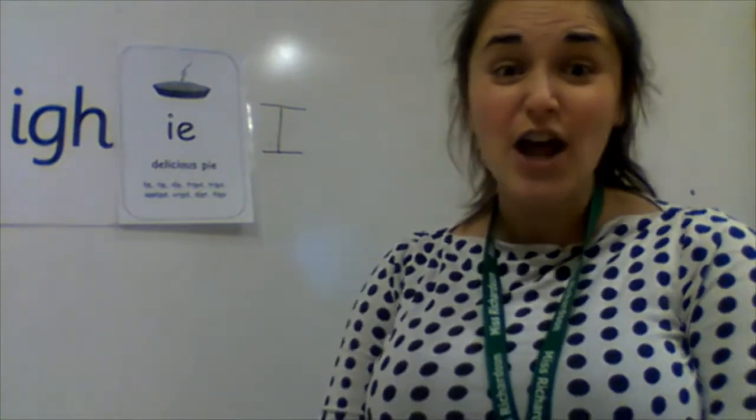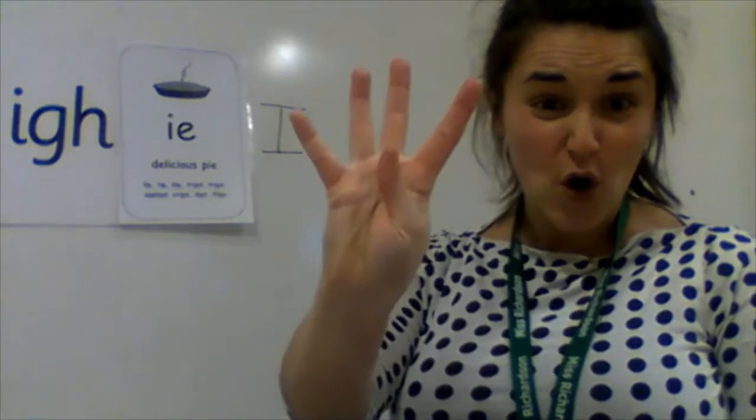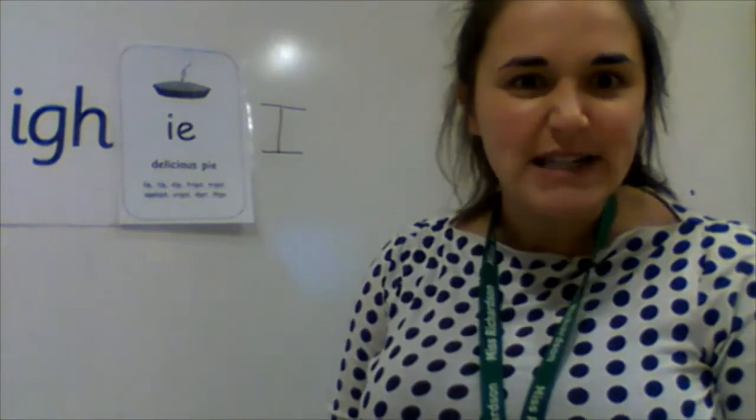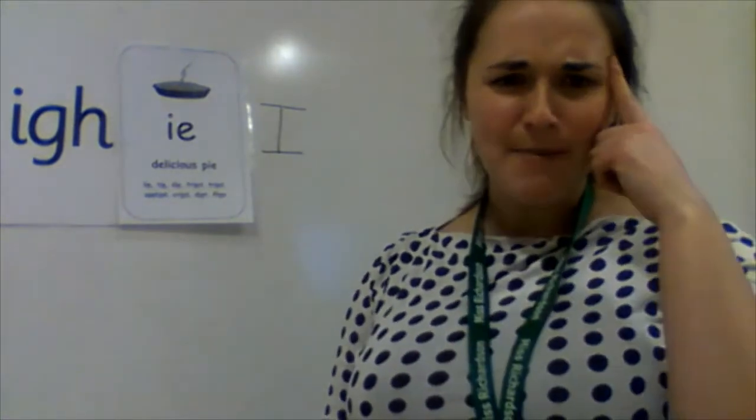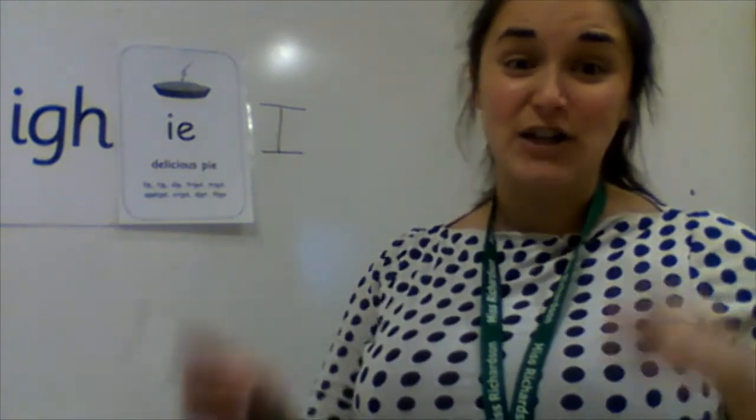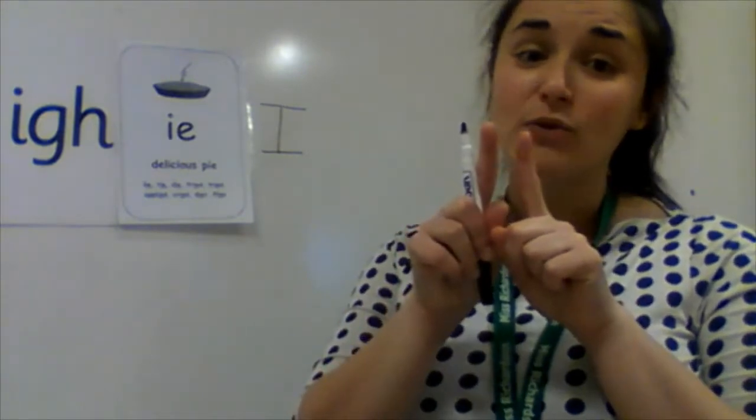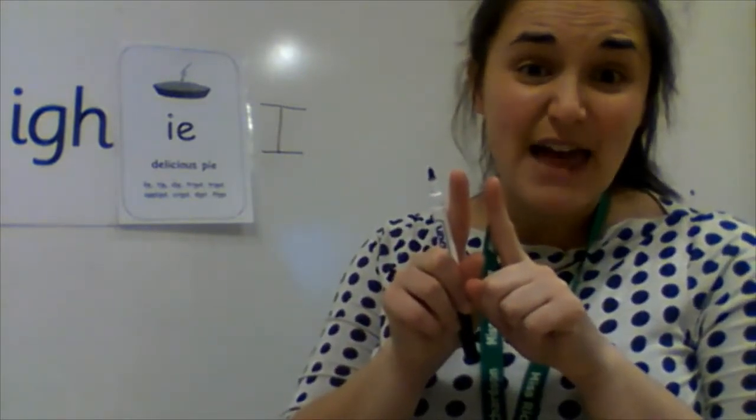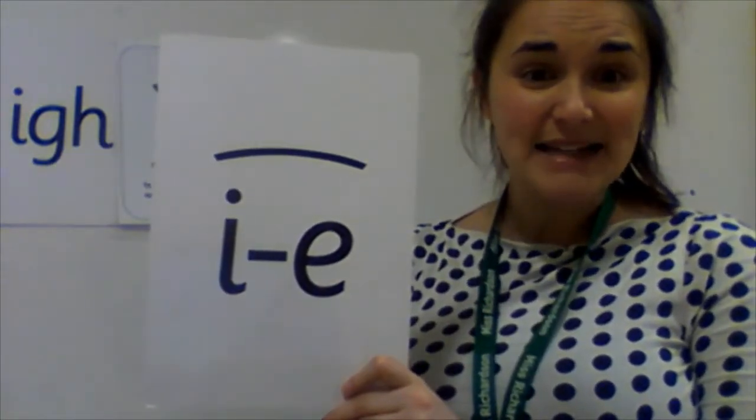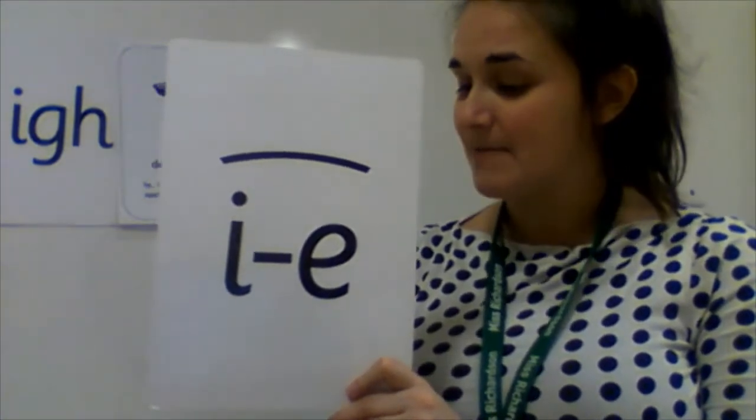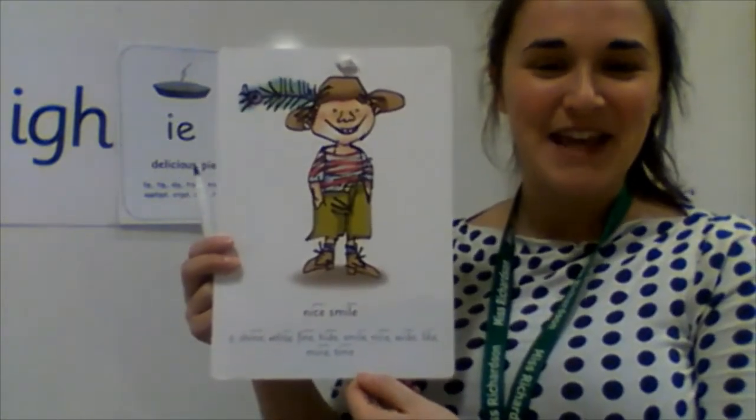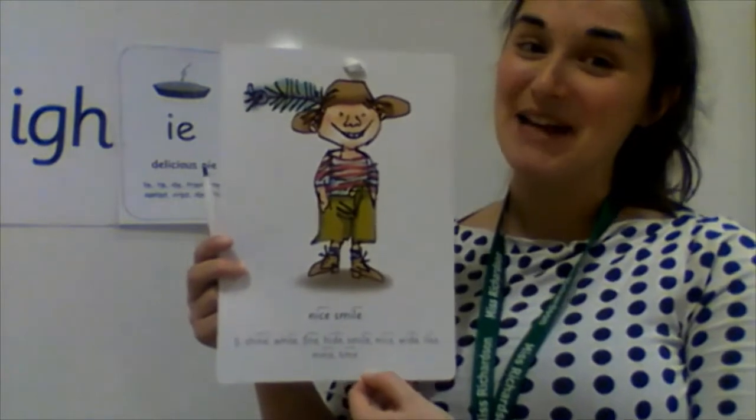But today we're going to learn another way, so we will now know 4 ways of writing the same sound. It's another split digraph. Can you remember what that means? Yes, you're right. It's 2 letters that make one sound, but the letters aren't written together. They are split up. Here is my I sound, my new learning for today. I, nice smile. Give somebody at home a great big smile. It'll brighten up their day.